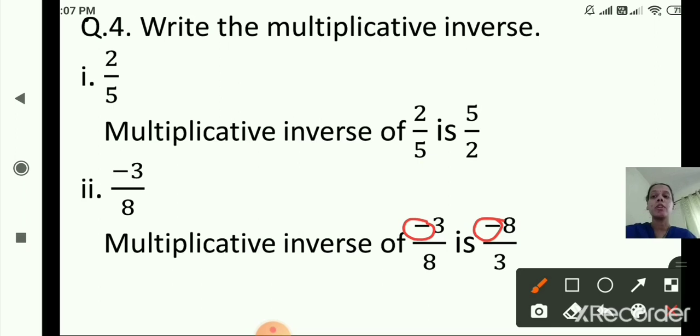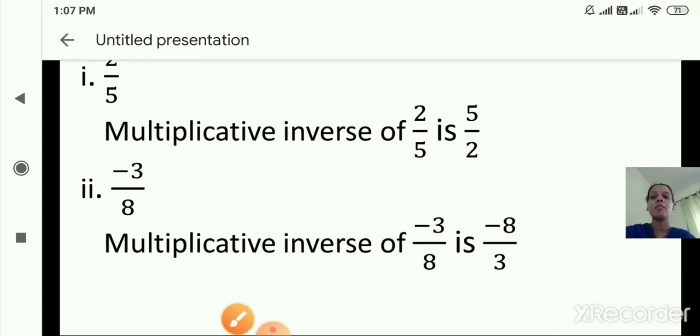Okay, so what is the multiplicative inverse of minus 3 upon 8? That is minus 8 upon 3. The numerator will go in the denominator, and the denominator will be written in the numerator in place of the numerator. Now we will see a few more examples based on this.